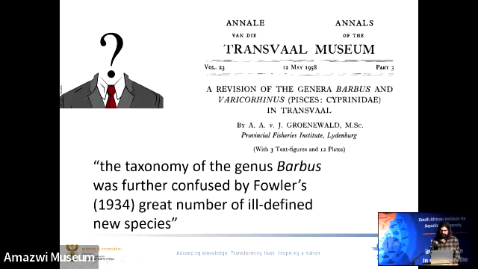And the first mention is by a chap called Groenewald from the Leiden Fisheries Institute. Couldn't find a picture of him. In his revision of the barbs, as Enteromius was known back then, he said the taxonomy of the Barbus group was confused by Fowler's ill-defined species. And in this revision is the first time argenteus is mentioned in the literature as occurring in South Africa.